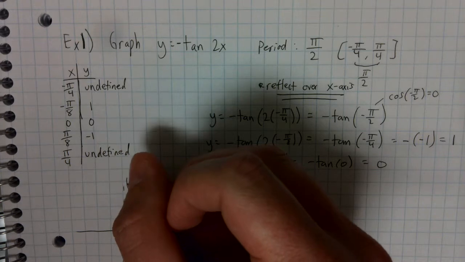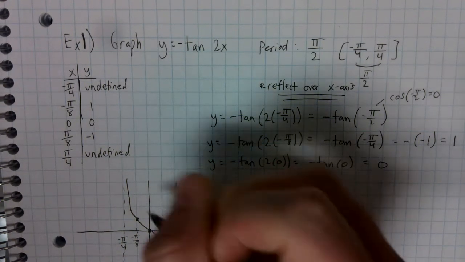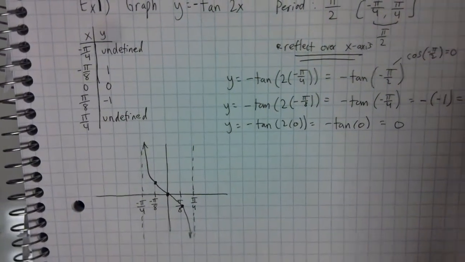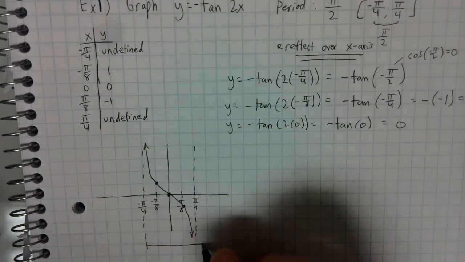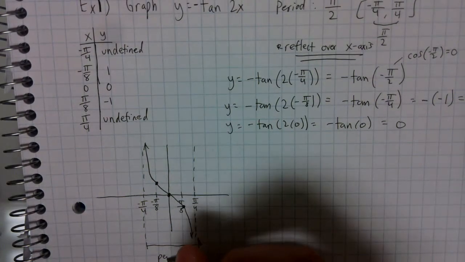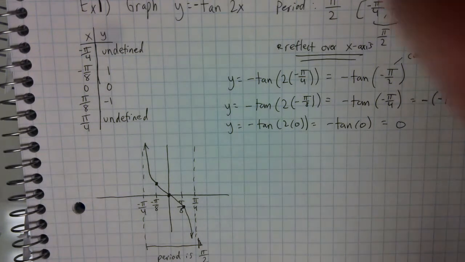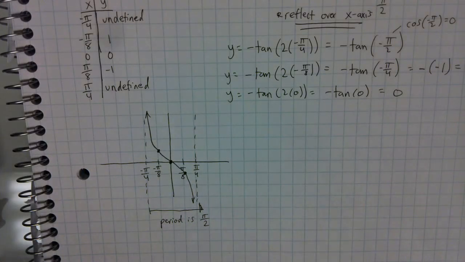So this actually kind of looks more like the cotangent graph. And that, again, has to do with the fact that it's reflected over the x-axis with that negative y value out in front. Okay, and then again, our period has shrunk in half. Our period is only pi over 2 this time instead of a full period of pi. And then after that, it would just repeat forever and ever and ever.